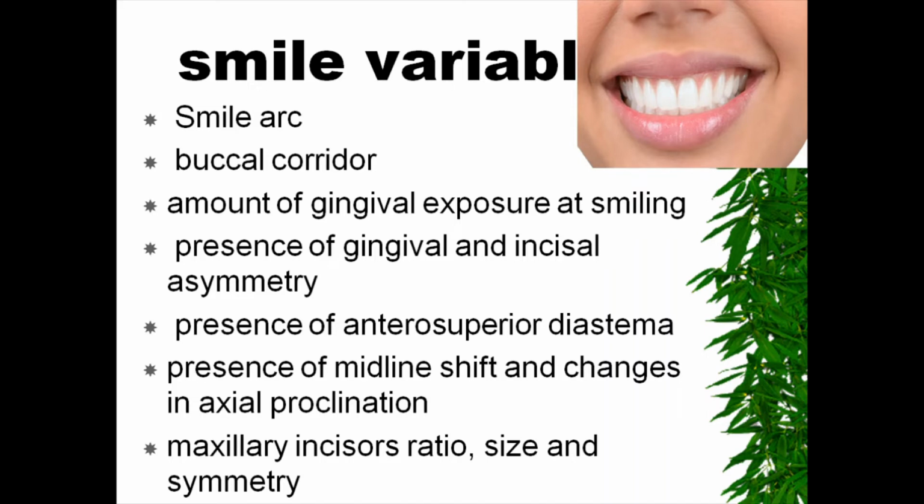We'll be discussing smile variables. First of all, smile arch, buccal corridor, amount of gingiva exposure at smiling, presence of gingival and incisal asymmetry, presence of anterosuperior diastema, presence of midline shift and changes in axial proclination, maxillary incisor ratio, size and symmetry.